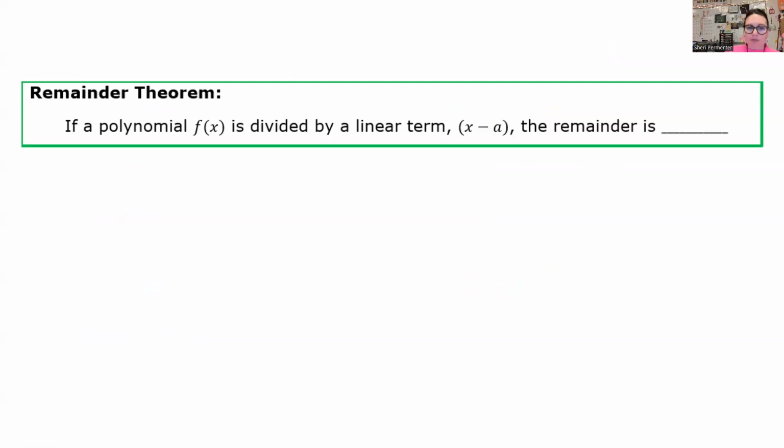The remainder theorem. The remainder theorem says that if a polynomial f of x is divided by a linear term, x plus or minus a, the remainder is f of a. And I'm going to talk about that more. It's not going to make a whole lot of sense until we do some examples.